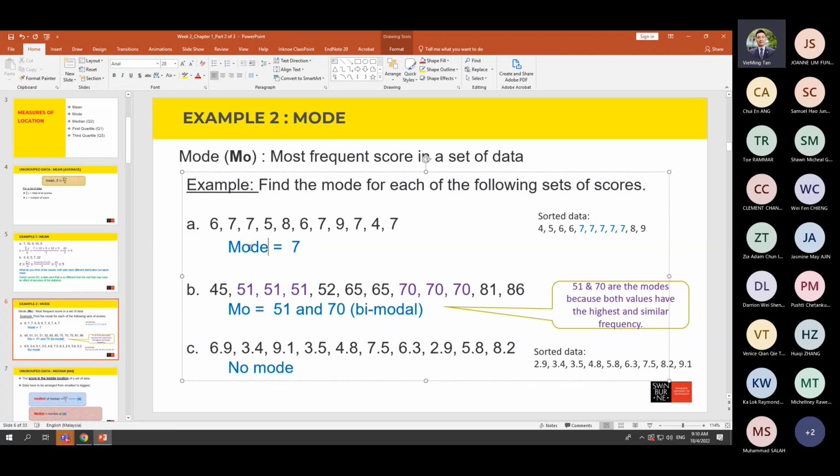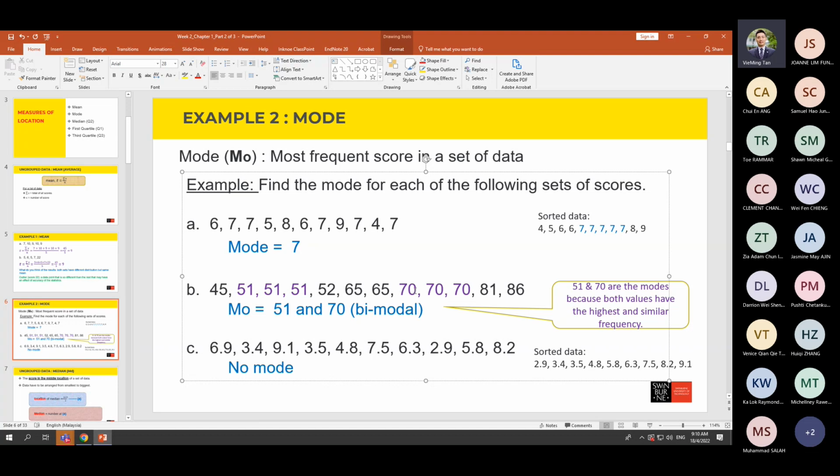Okay, 2B. We have a few data. How many data do we have? This data has already been arranged properly according to value. We start from 45 until 86. 51 appears 3 times, 52 1 time, 65 2 times, 70 3 times, 81 1 time, 86 1 time.